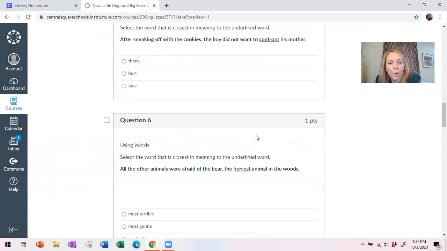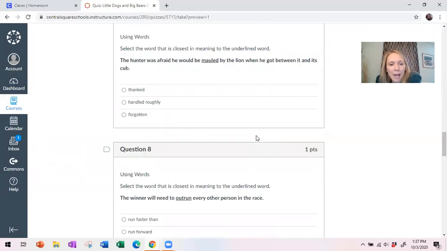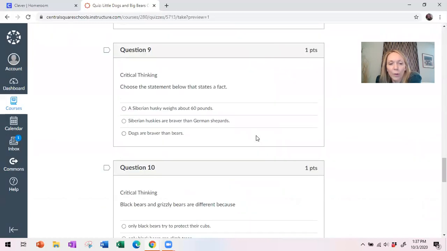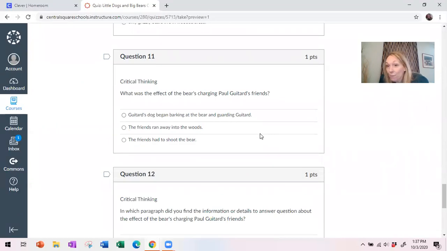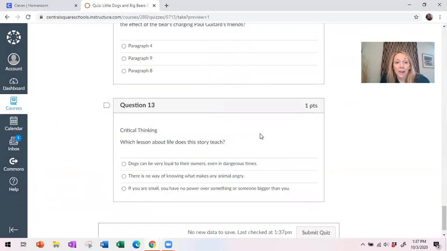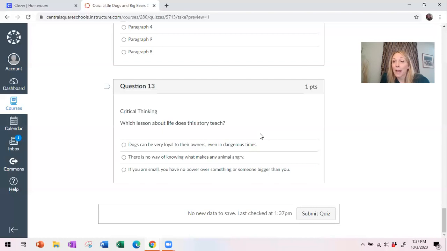So you'll have a few vocabulary questions, and then you'll move into critical thinking. Critical thinking will cover such things as fact and opinion, comparing and contrasting, cause and effect, and then that should be the end. Now remember, however many points you have for the quiz is how many questions you have. Okay, so you have 13 questions for this quiz, which means you will have 13 points.